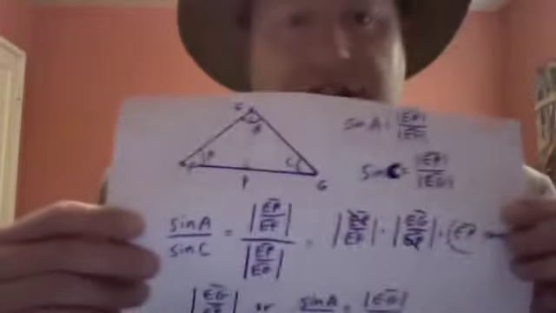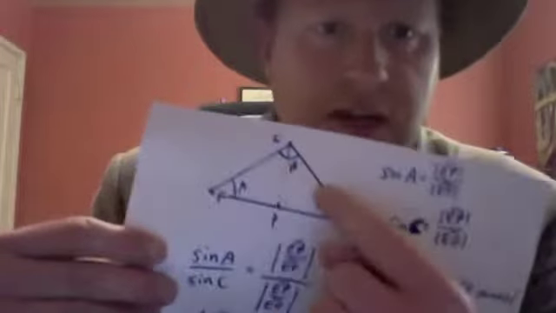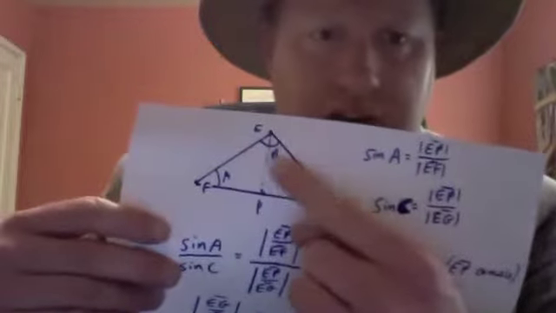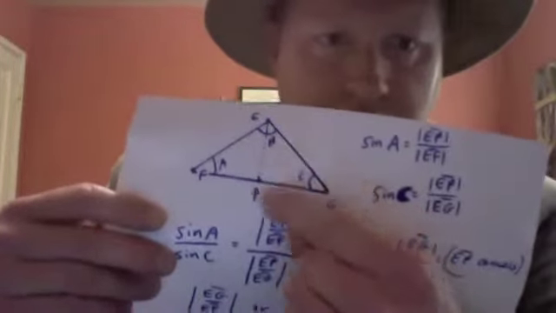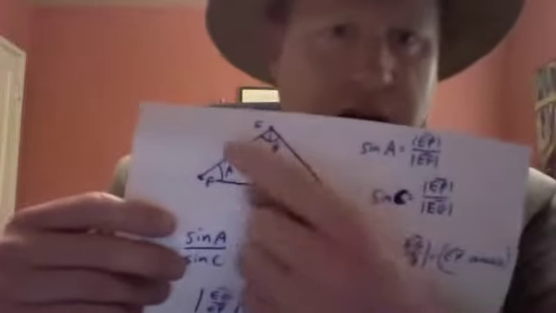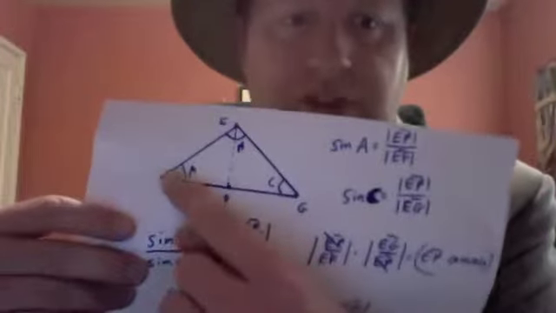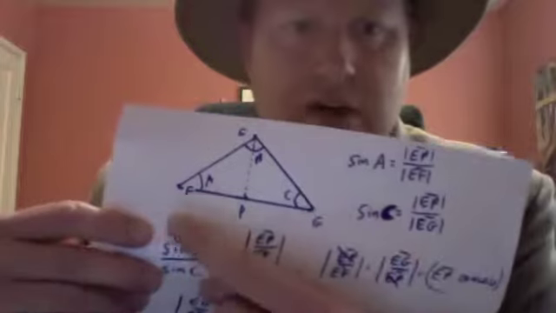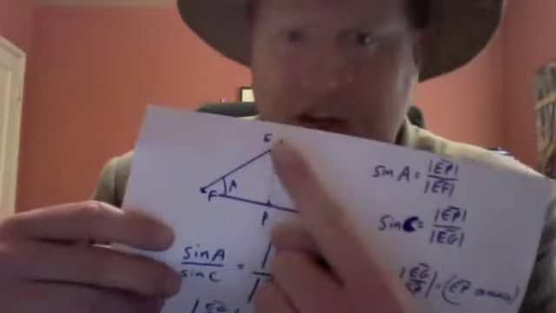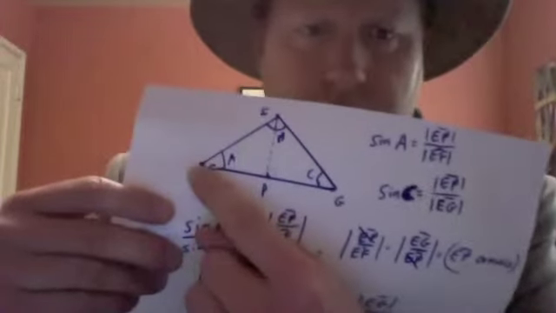So what I now have is I've gone from one big triangle, FEG, to two right triangles that share a common side: triangle EPF and triangle EPG. They share this common dotted line here, which also happens to be the side opposite both angle A and angle C. In other words, I can plug line segment EP into my consideration of both sine A and sine C.